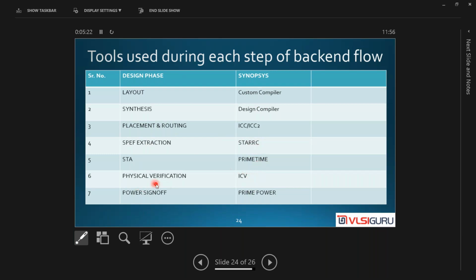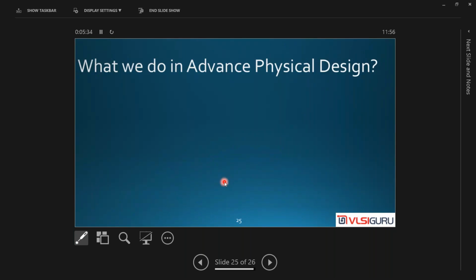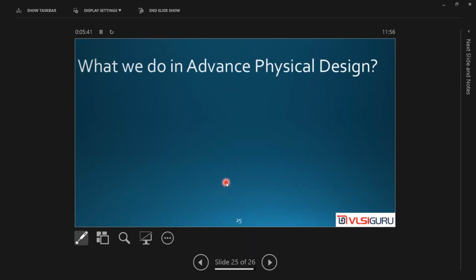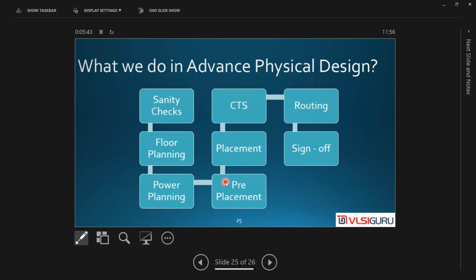So for physical verification, ICV is used. For power sign-off, PrimePower or RedHawk is used. But we are using Design Compiler, ICC2, Star RC, Prime Time in physical design. Correct? So these are the things which we do in advanced physical design, correct?